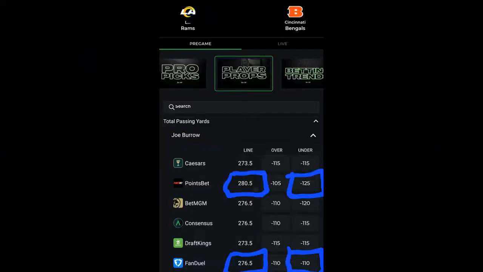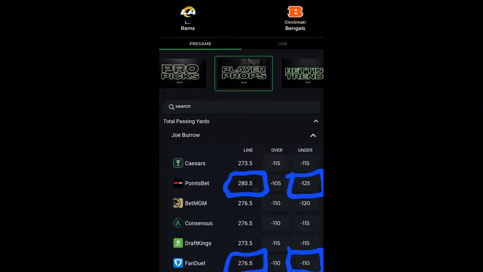That -125 is what we call the juice. So you're paying $125 to try and win $100 when it's a minus line. If it's a plus line, that's how much a $100 bet will return. So if that was plus 125, a $100 bet would return $225, your $100 back, plus you would win $125, okay? But in this instance, we're going to take a look at Burrow's under, total passing yardage for the Super Bowl. And I'm going to bring it up on the screen here.